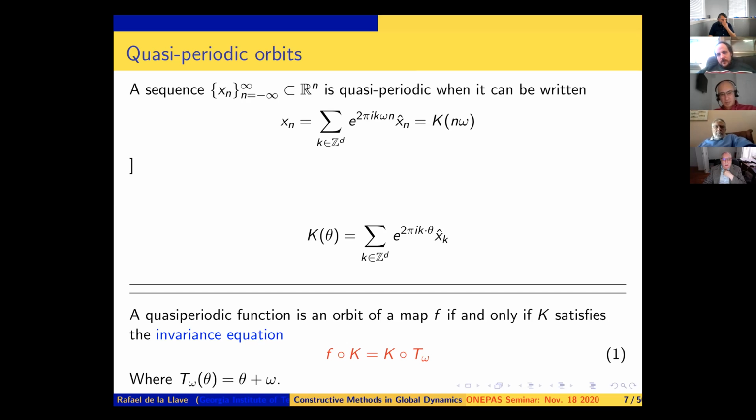And then it's very easy to remark that a quasi-periodic function is an orbit of a map F if and only if it satisfies this functional equation, which people in ergodic theory call a factor, or semi-conjugacy. I like factors better than semi-conjugacy, because with semi-conjugacy you have to say from K to A, it's not a symmetric thing, okay? And this is the equation that I will be talking about all the time.